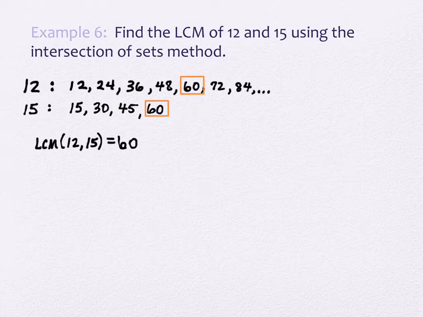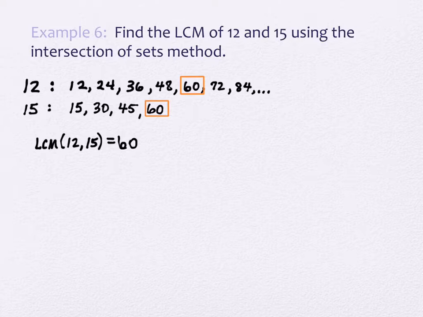One good check step on any of these would be to make sure that it really is a multiple of both numbers. In other words, if you take 60 and you divide by 12, does it actually give you a whole number? If you take 60 and divide by 15, does it actually give you a whole number? It's a good check step. It doesn't answer the question completely, but at least it tells you it is a multiple. So it's one way to check for reasonability of your answer.